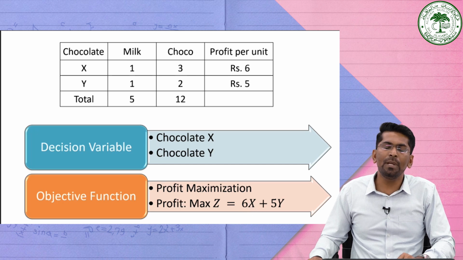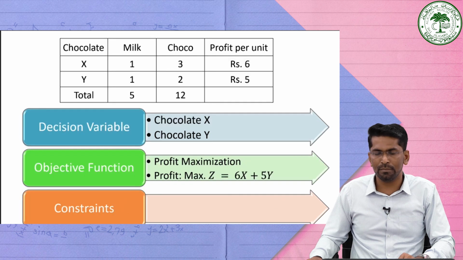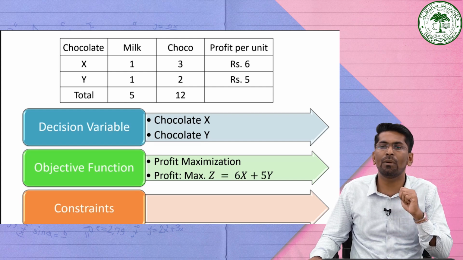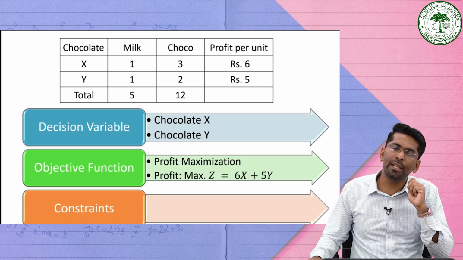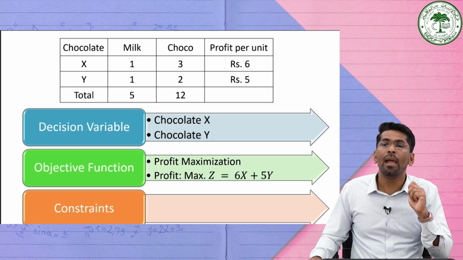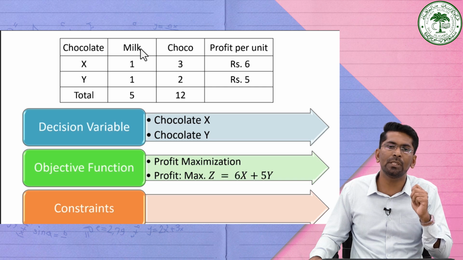So here, after defining the objective function, our next task is to identify the constraints. Identification of constraints, which are the restrictions or limitations on the decision variables. They usually limit the decision variables. For example, the limits on the availability of milk and choco. In our given example, the limitations were how many units of milk and choco are available.